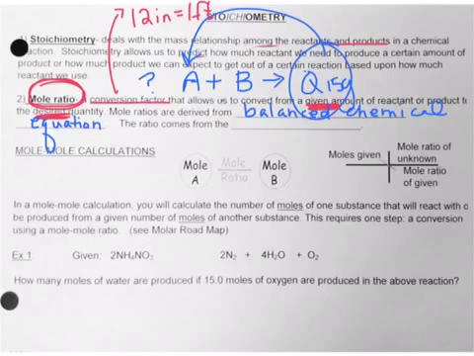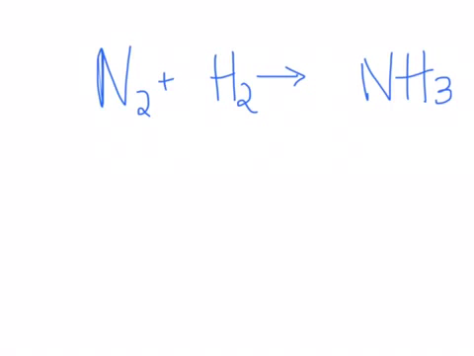And the ratio itself comes from the coefficient. That's the big part right there. So in this reaction, if we balance the equation, you're going to put a 2 in front of ammonia and a 3 in front of hydrogen.